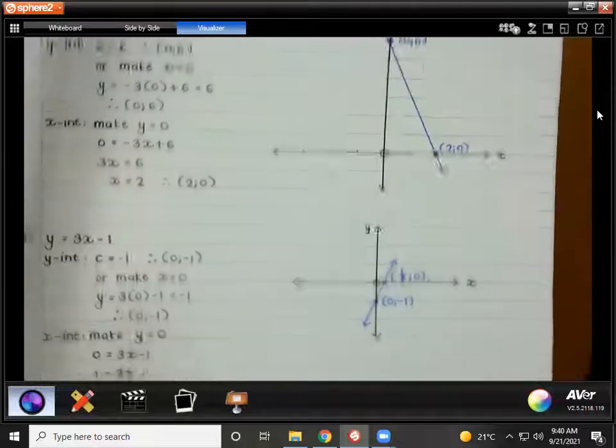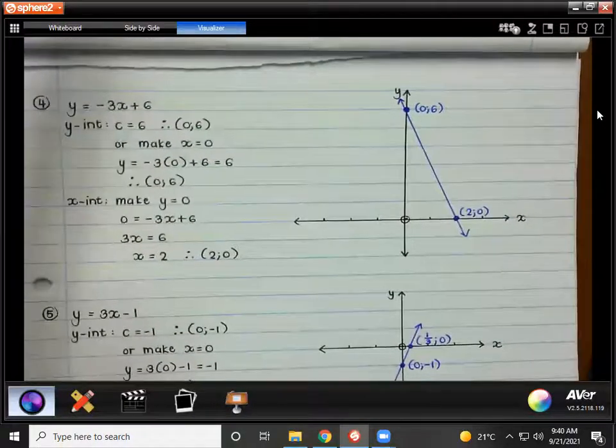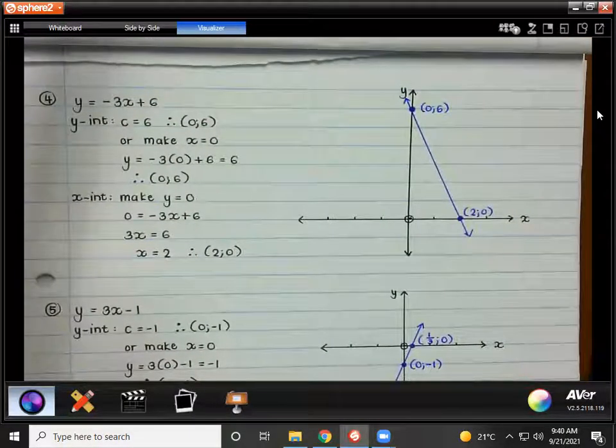Okay, number 4. There is number 4. So your constant term was 6, so that is your y-intercept. So on the y-axis at 6. X-intercept, you have to make y equal to 0, so you can look at my working there. Now guys, for these graphs, when we mark them, we give you 1 mark per point. So if your y-intercept is correct, but your x-intercept is wrong, you will still get 1 mark.